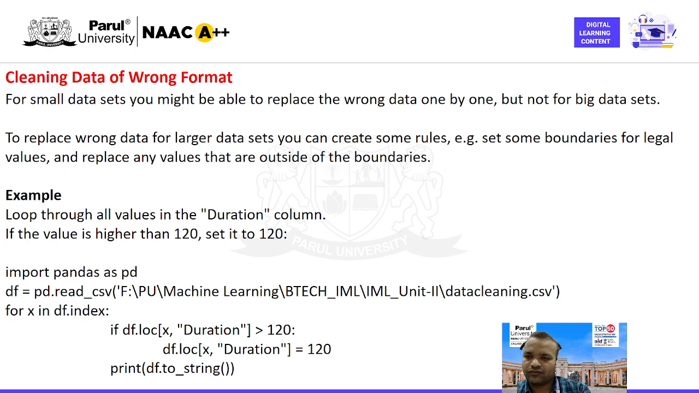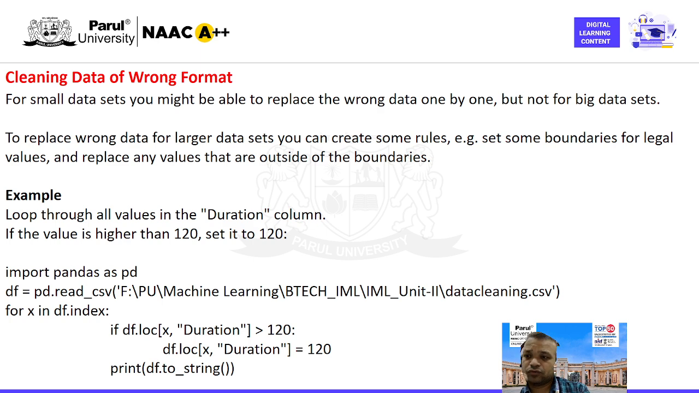Cleaning data of wrong format. For a small data set, you might be able to replace the wrong data one by one. You can check each cell one by one and identify wrong data, empty cells, and wrong format. But if you deal with a big data set, how can we perform it? How can we check each cell one by one? It is not possible because we have huge data: 1 lakh entries, 2 lakh entries, 5 lakh entries.